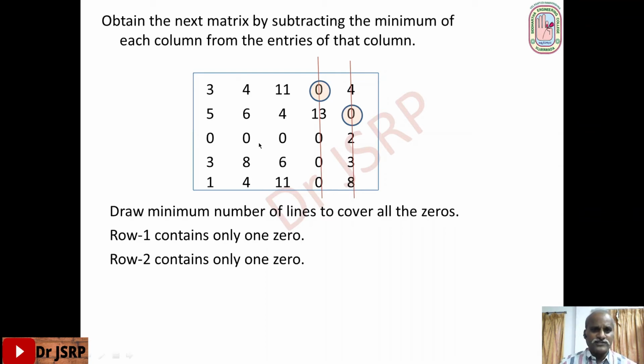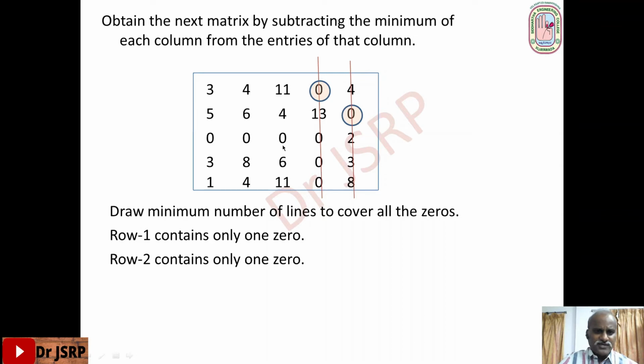There is only one possibility, then assign it. Otherwise, skip that. So skip the third row. Next, fourth row. Fourth row has no zeros. That means fourth job has no possible assignment. Similarly, fifth row has no zero. That means fifth job has no possible assignment.